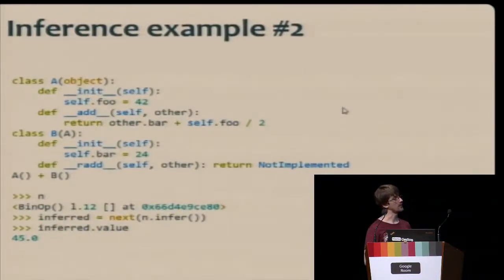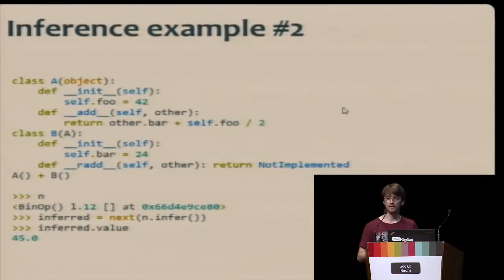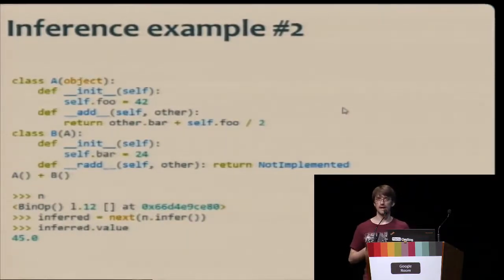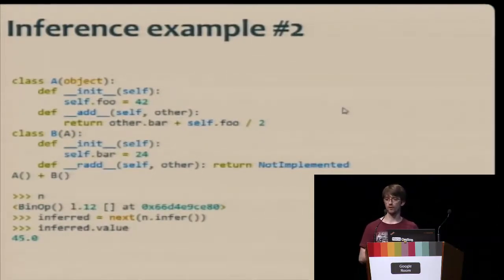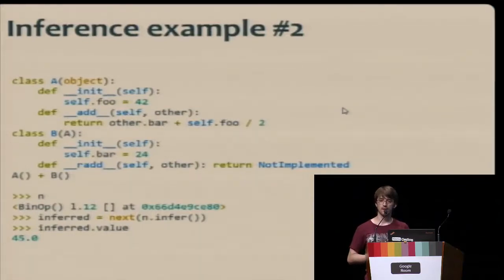This is a more complex example involving binary operators. And if you know the rules of binary operators in Python, they go like this. If you have two different objects and you try to add them, first the dunder add method of the left-hand side will be called. And if that returns not implemented, then the dunder radd method of the right-hand side object will be called.